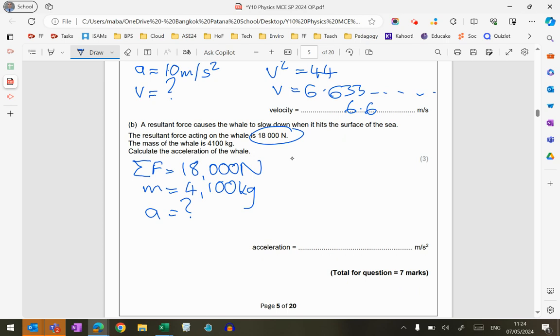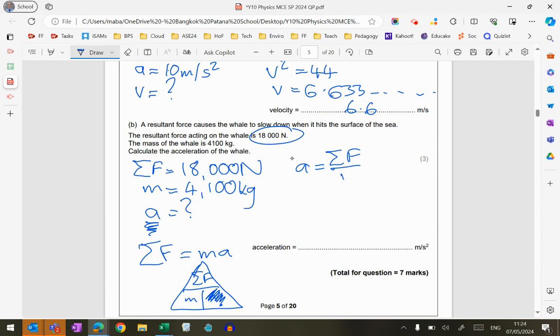I know a formula that links these things together, and the formula is sigma F equals ma. But it's not asking me for sigma F, it's asking for a, so I need to make that the subject of my formula. If I'm not confident at rearranging, then of course I can use the formula triangle. I'm going to cover up a with my thumb, and that's going to tell me what the formula is. It's sigma F over m, which is 18,000 over 4,100. And again, I'm going to type that into my calculator.